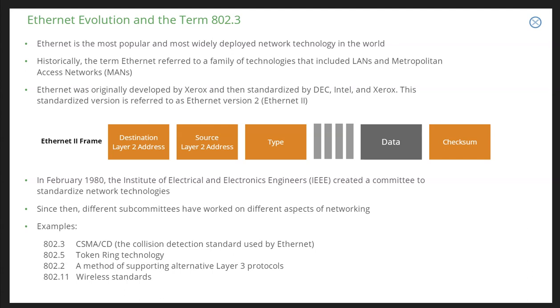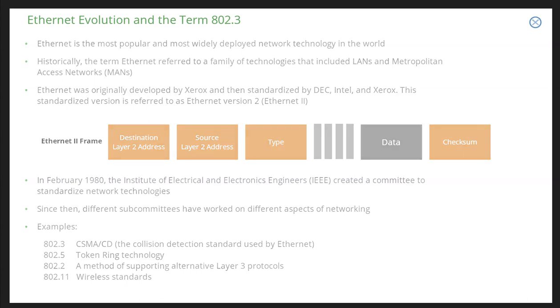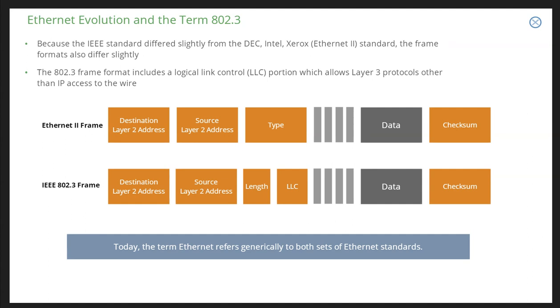The 802 committee was also interested in standardizing different networking technologies, such as Token Ring, which is 802.5, as well as a method of supporting alternative Layer 3 protocols, which is 802.2. Many people are familiar with the term 802.11, which defines wireless standards. Because the IEEE standard differed slightly from the DEC, Intel, Xerox standard, the frame formats also differ slightly, as shown on screen.